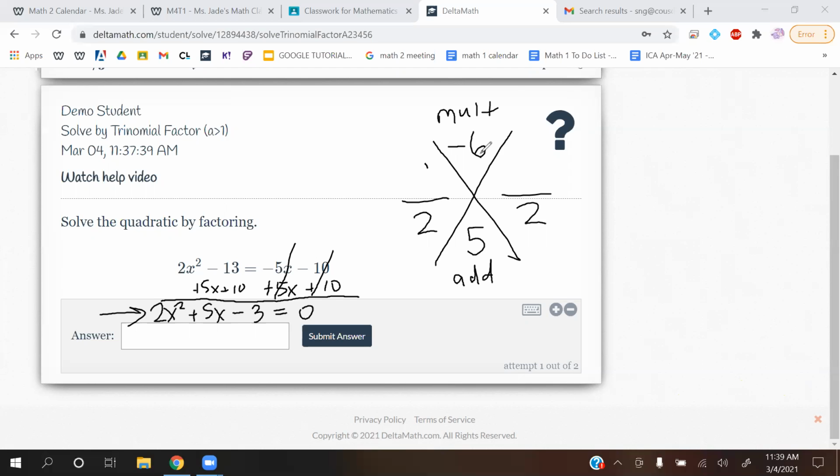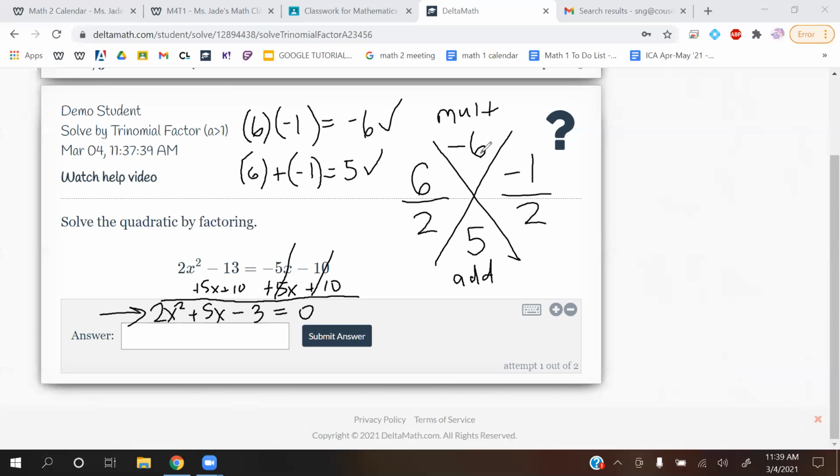So I can think of 6 and negative 1. Let's try it out. 6 times negative 1 multiply to negative 6. That works. And then 6 plus negative 1, which is really just 6 minus 1, that's going to give us 5. So that works out as well. So let's simplify. 6 divided by 2 is 3. Negative 1/2 is just negative 1/2.